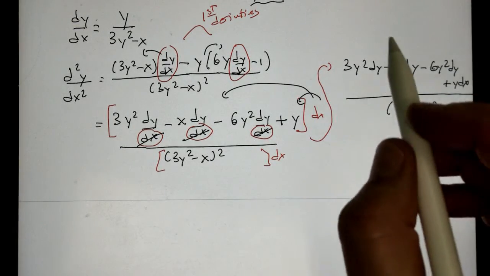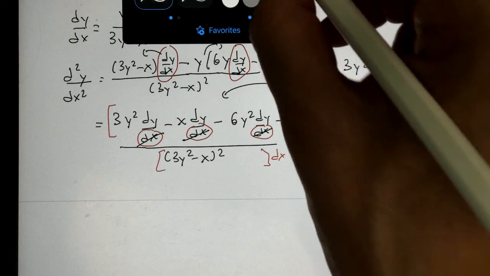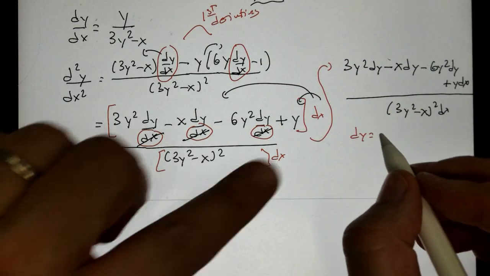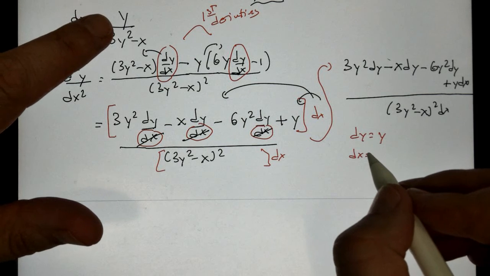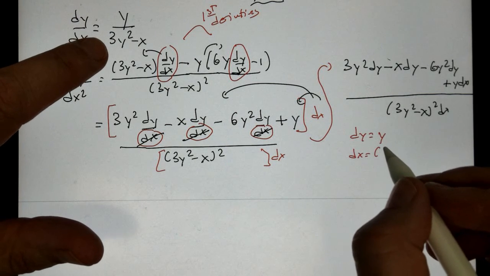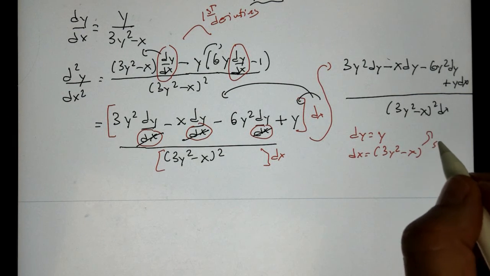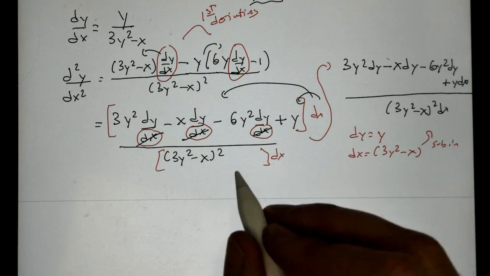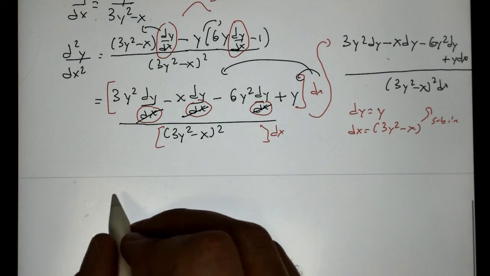It looks pretty nasty, and it really is. But remember, I can replace the dy and dx, because what did we say dy was equal to? Well, dy is the top of my derivative, so it's just y. dx is the bottom of my derivative, which is 3y squared minus x. And I'm just going to sub those in. That's my last step I'm going to do. So last step, and then we're done. I'm going to write it down here. I kind of ran out of room.